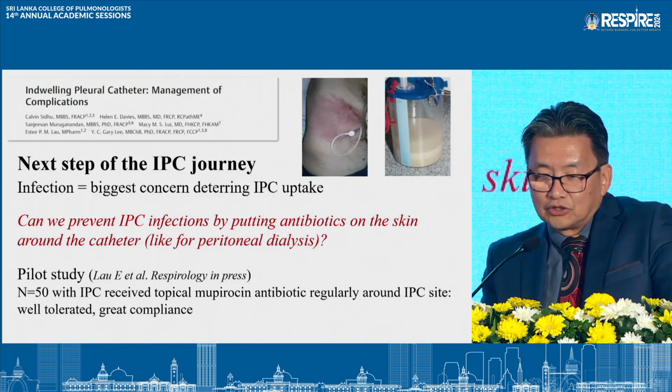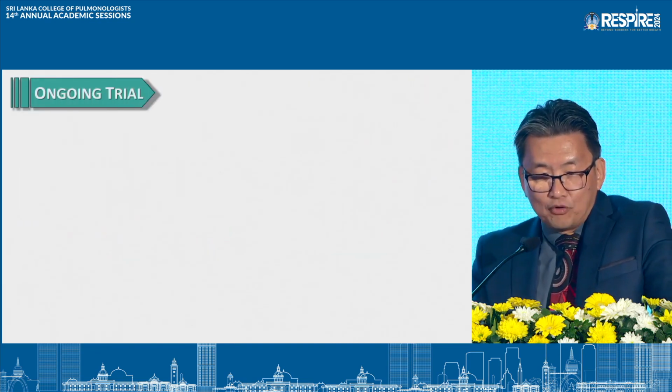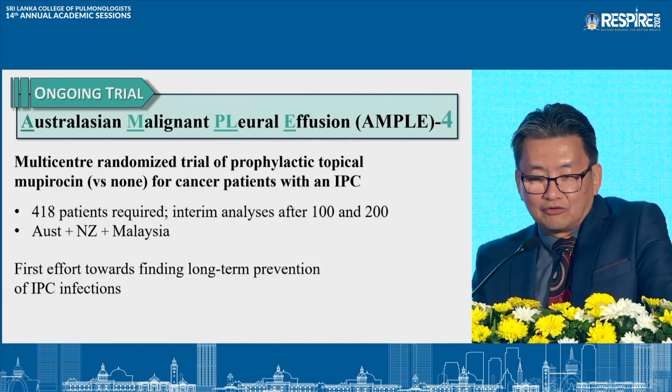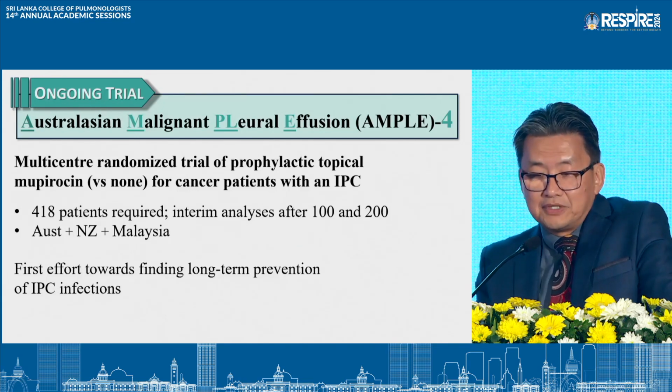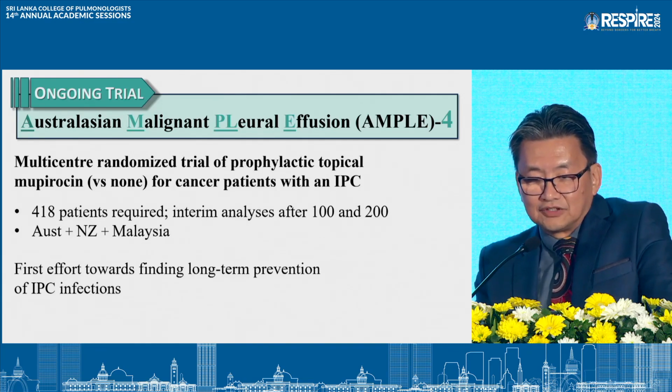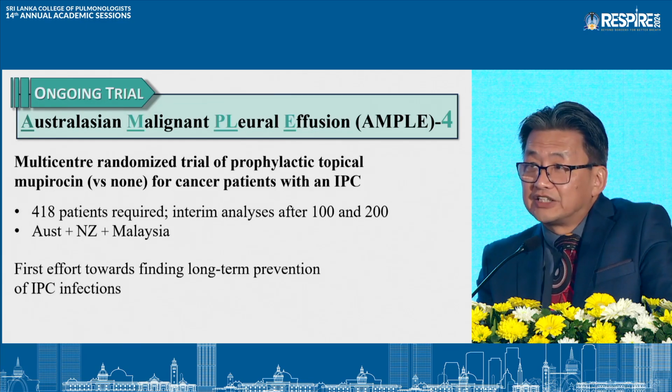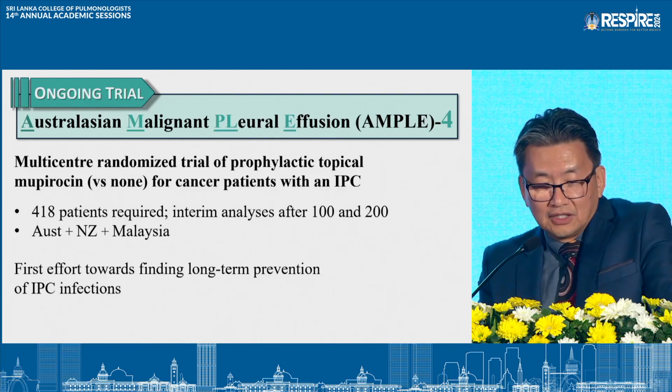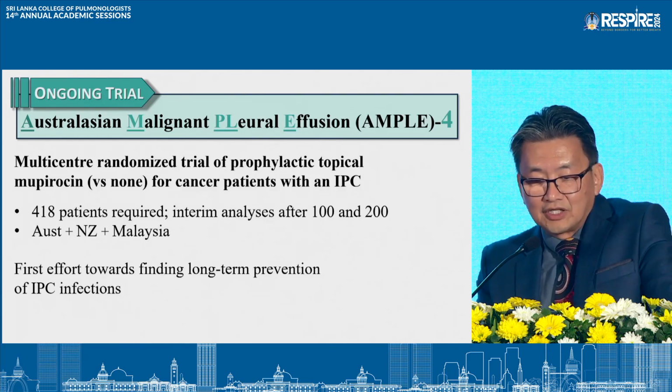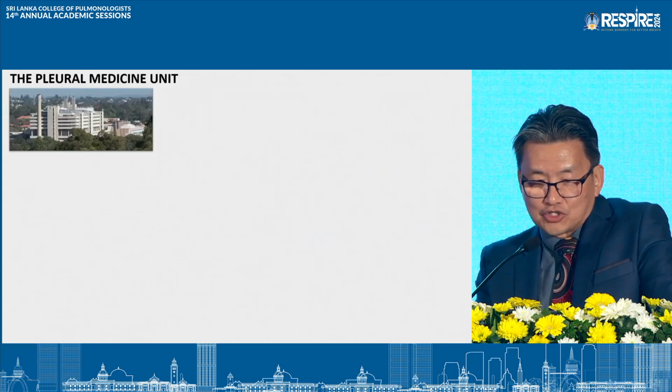We found that it was very tolerable. So AMPLE-4 has just started, where we are randomizing patients who have an IPC fitted to have either prophylactic topical mupirocin or Bactroban versus no topical antibiotics, to see if we can provide prevention of IPC infection. This is the first effort. I can't guarantee it will work, but I think this is the important direction we have to head towards to try to find long-term prevention of IPC infections.